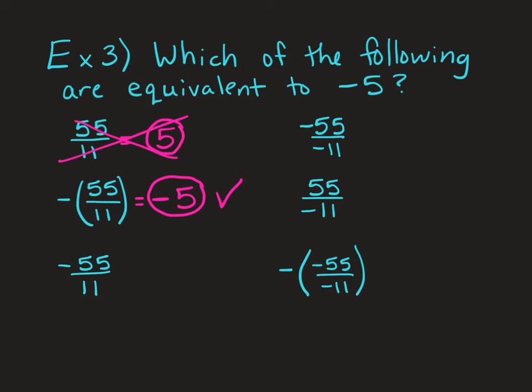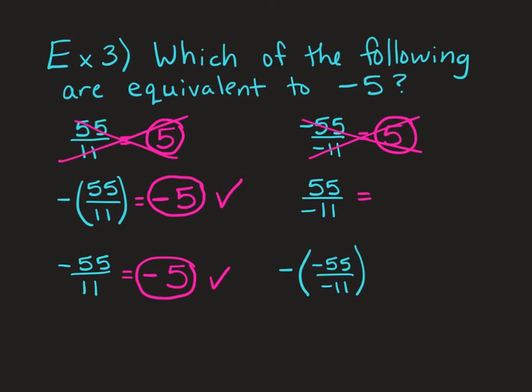The next choice, negative 55 over 11, we'll have a negative divided by a positive, which is a negative, and 55 divided by 11 is 5. Is this equivalent to negative 5? Yes. Then we have negative 55 over a negative 11. I have a negative divided by a negative, which means we'll have a positive answer. And 55 divided by 11 is 5. Is this equivalent to negative 5? No.